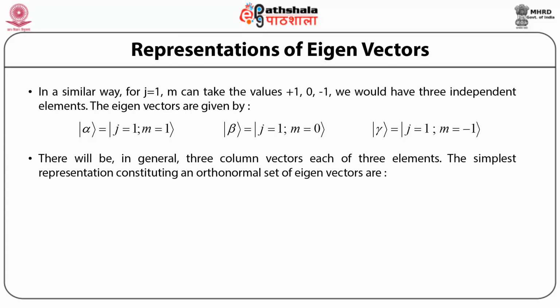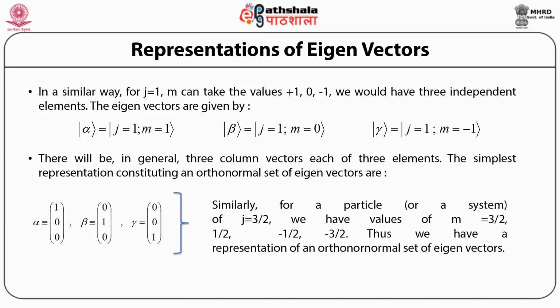The simplest representation constituting an orthonormal set of eigenvectors are alpha is equal to a 3 cross 1 column vector with the first element being 1 and rest all being 0. Beta is equal to a 3 cross 1 matrix with the second element being 1, rest all being 0, and gamma is equal to a 3 cross 1 matrix with the last element being 1 and rest being 0.